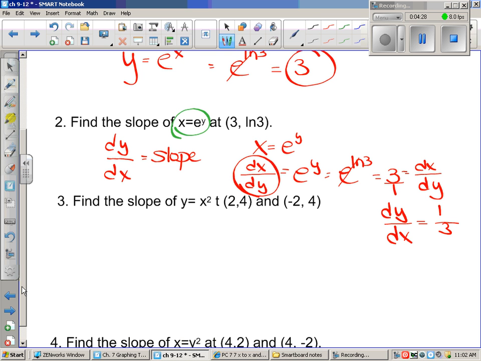I have no idea how to do that derivative. So what do I do? I'm on my own. I'm going to solve for y. Can somebody tell me how you'd get rid of e? ln on both sides. So this would be y equals the natural log of x. Are we good?